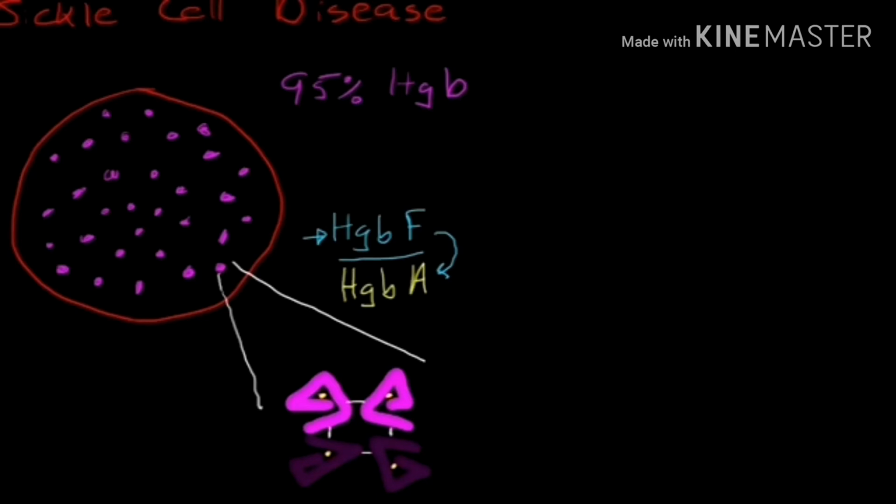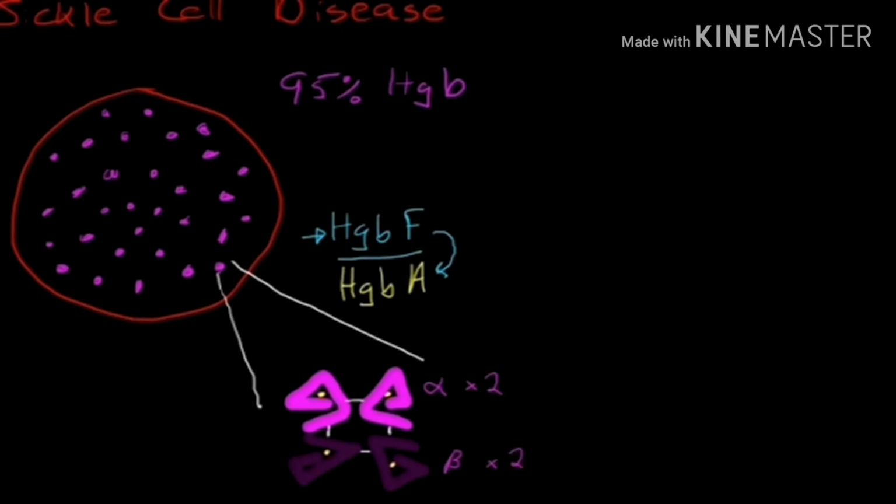Hemoglobin A is made up of 4 polypeptide chains. There are 2 alpha chains and 2 beta chains, and that's what makes up the 4 chains that make up the hemoglobin protein. Sickle cell disease involves a tiny mutation that causes a change in the beta chains of the hemoglobin molecule. In fact, it's one single amino acid.